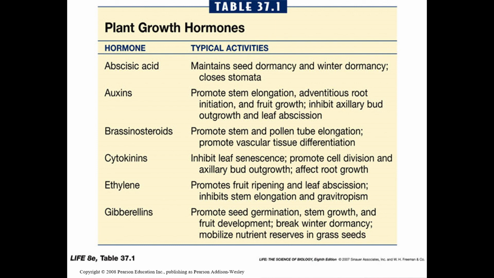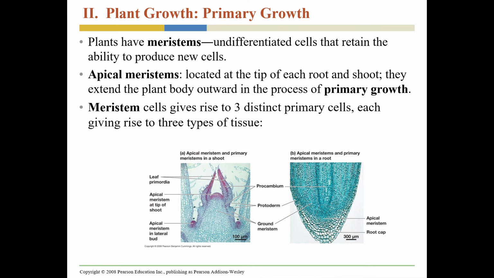Cytokinins inhibit leaf senescence, promote cell division and axillary bud outgrowth, and affect root growth. Ethylene promotes fruit ripening and leaf abscission, and inhibits stem elongation and gravitropism. And gibberellins promote seed germination, stem growth, and fruit development, break winter dormancy, and mobilize nutrient reserves in grass seeds.